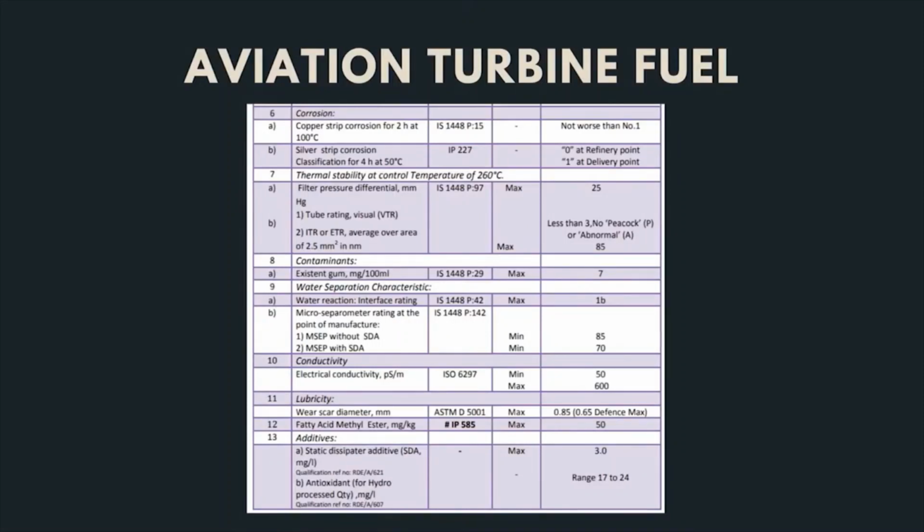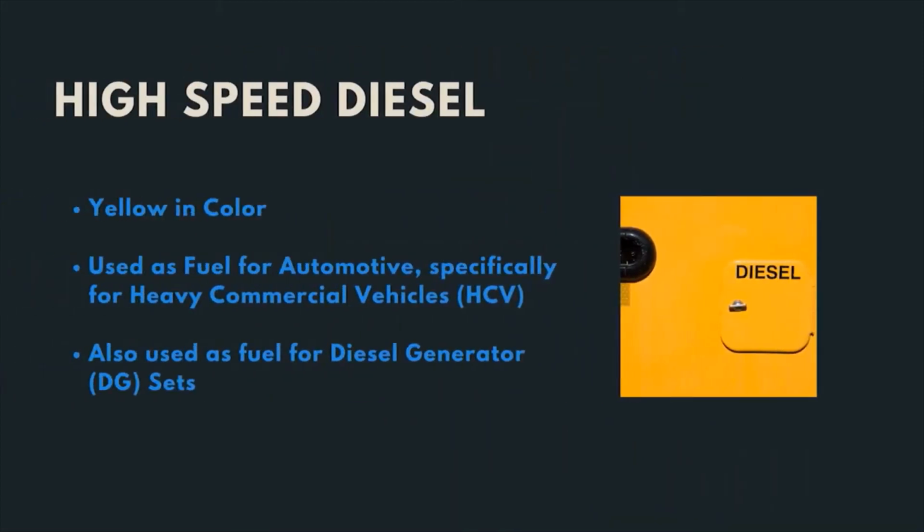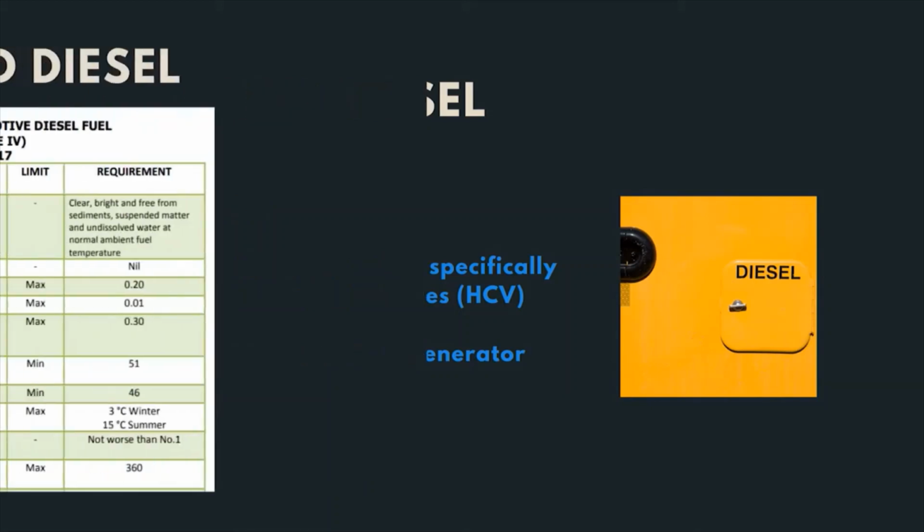The next product from the refinery would be the other fuel for vehicles, which is known as high speed diesel or HSD. HSD or diesel is yellow in color, and it is used as a fuel for automotives, specifically for heavy commercial vehicles. It is also used as a fuel for diesel generator sets, DG sets.